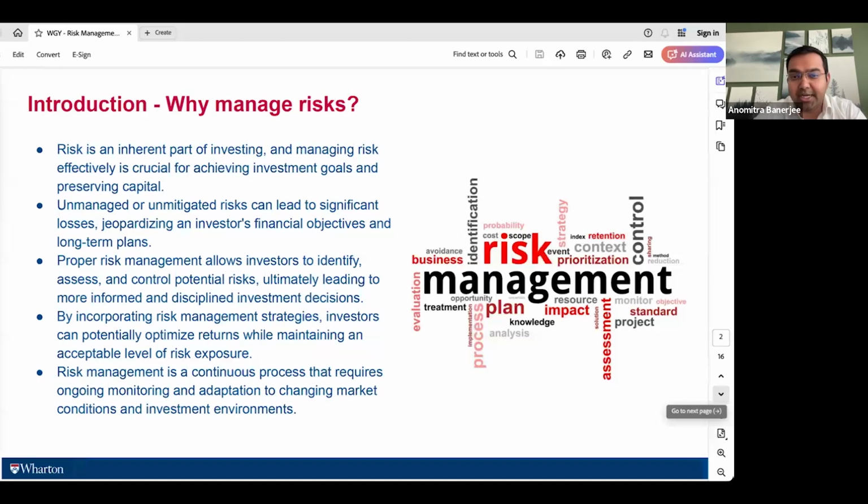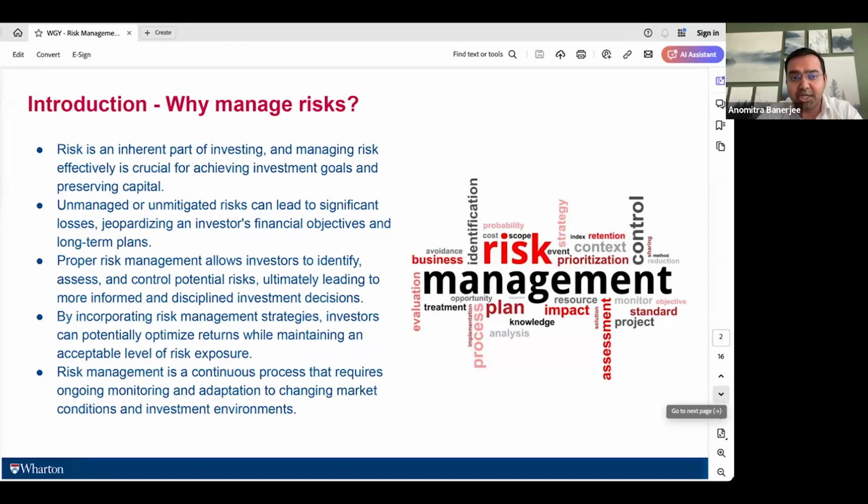So let's start with understanding why we want to manage risks. Why is it so important? You have to understand that risk is a definite and very important part of investing. And the way you manage it is very crucial for you to achieve your goals. For example, your risks would be significantly different if you are investing for a timeline of 5 years versus 10 years versus a day. So the risk could vary very differently.